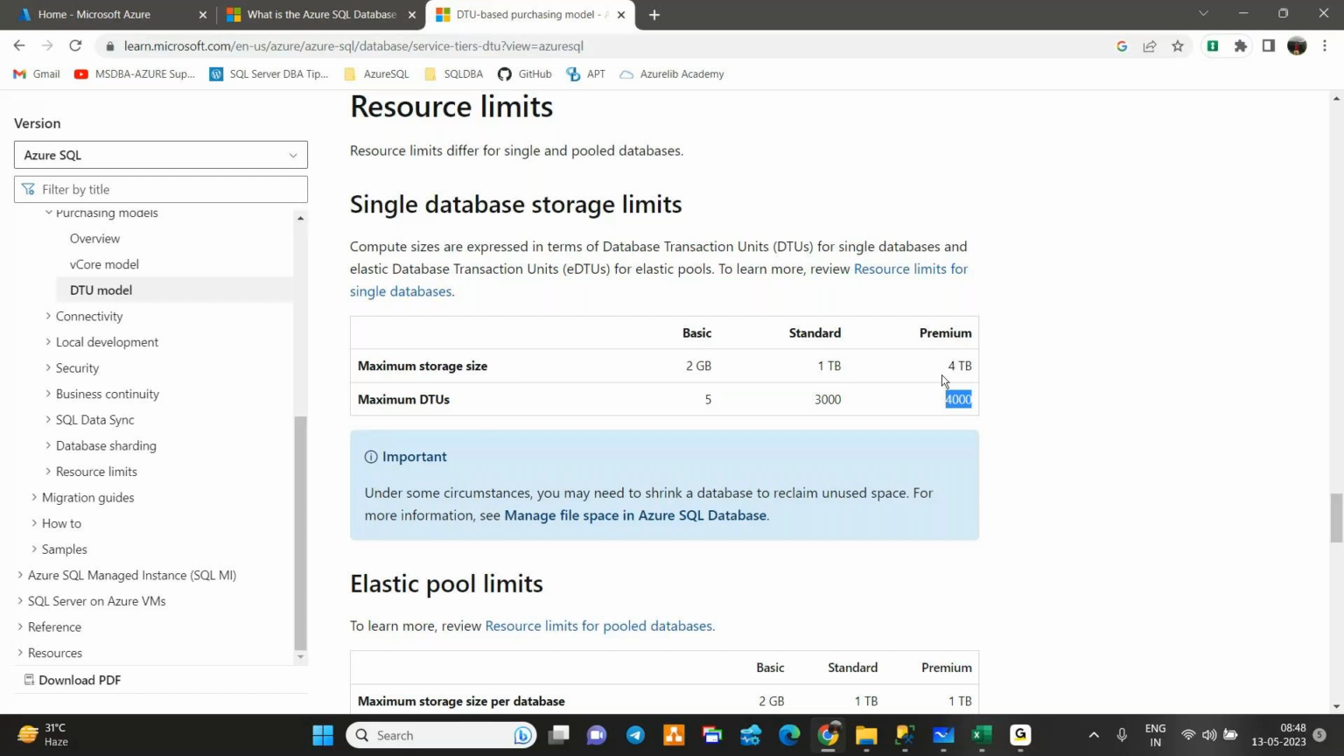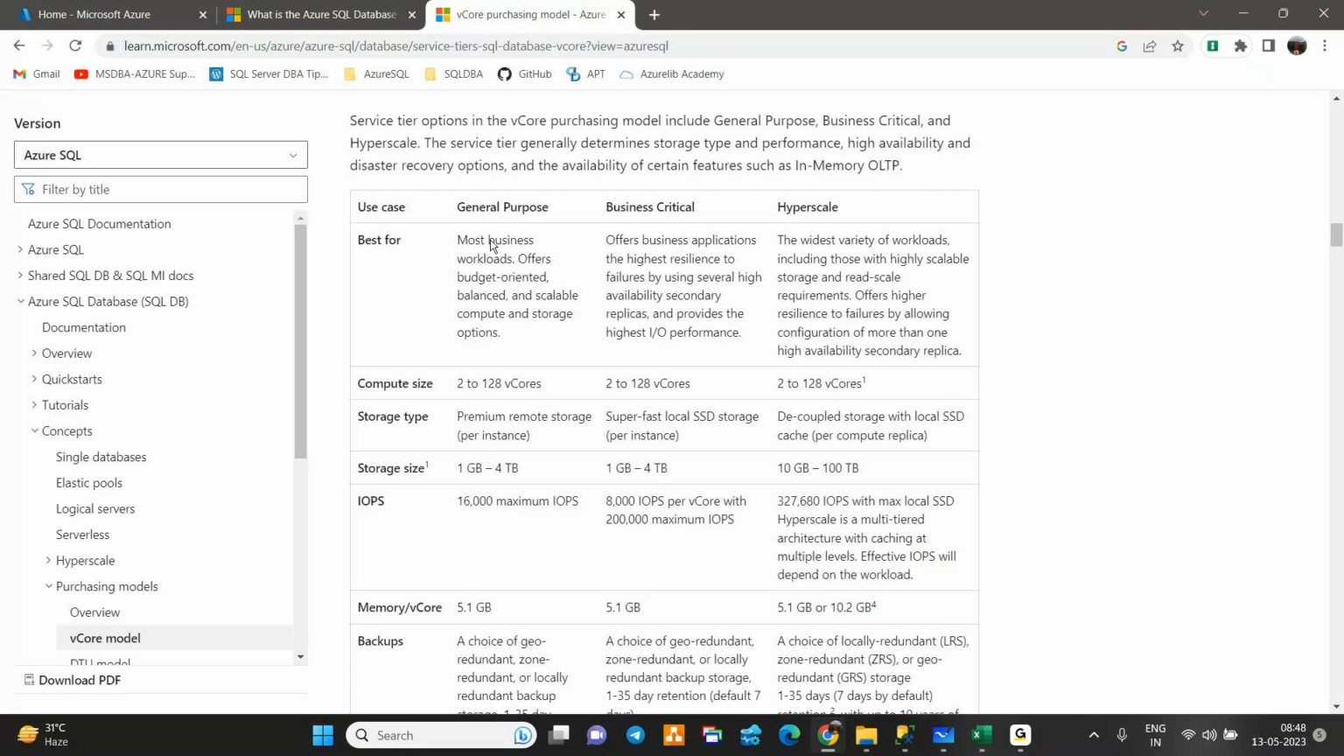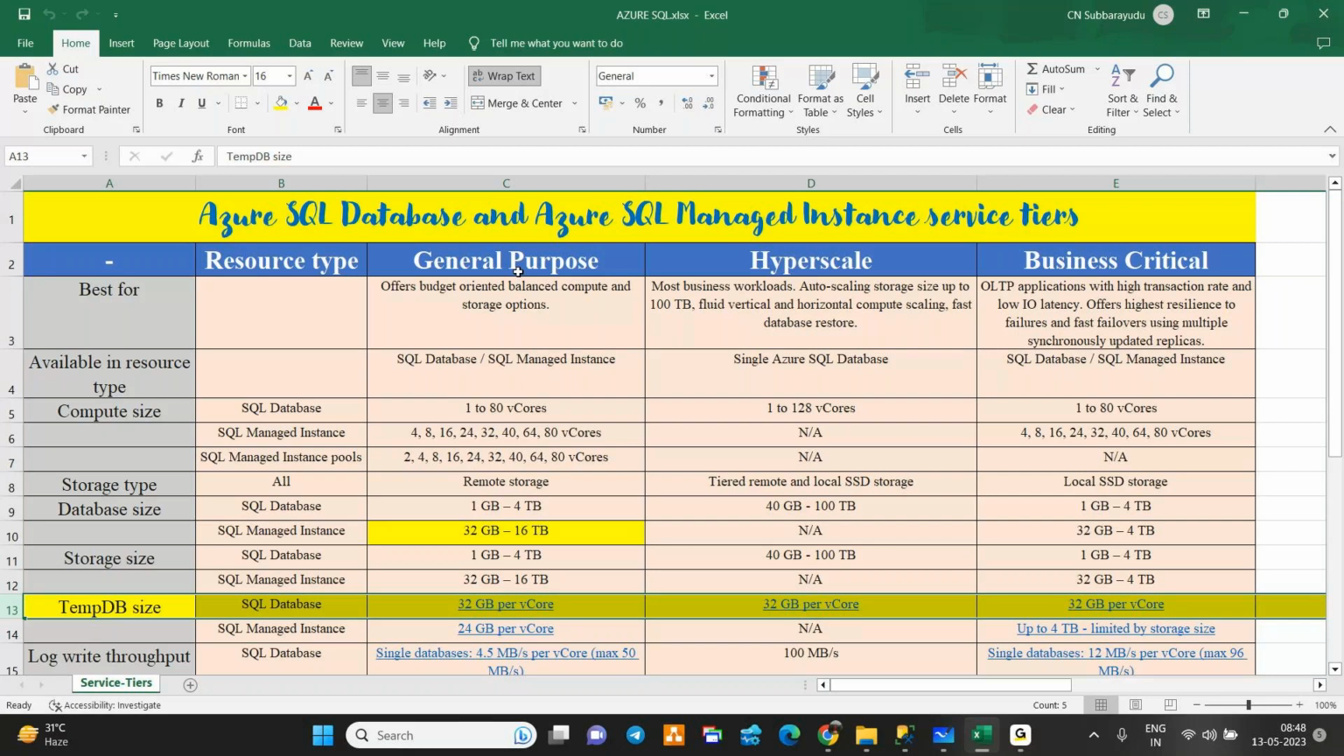If you go for vCore, scroll down. Here also under general purpose, your database size can be only 4 TB. Under business critical, your database can be only 4 TB. But under hyperscale, your database can be 100 terabytes. Maybe I can go for hyperscale, or you can go for MI general purpose. Under MI general purpose, your database size can be 16 terabytes.